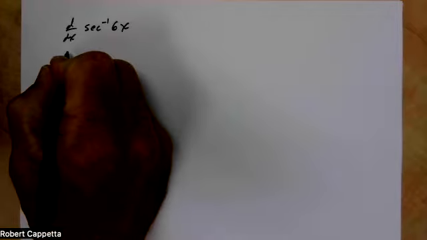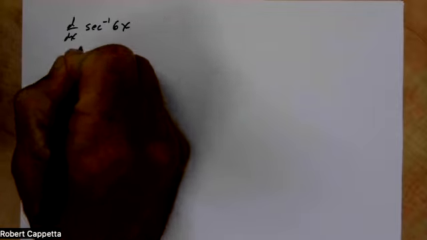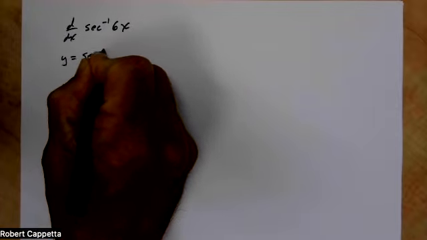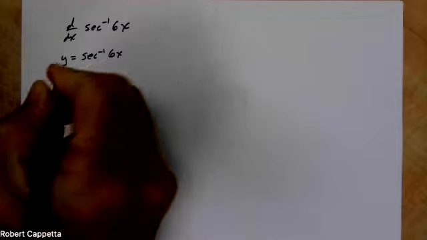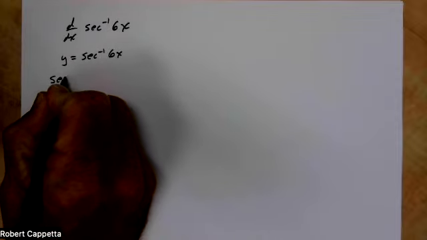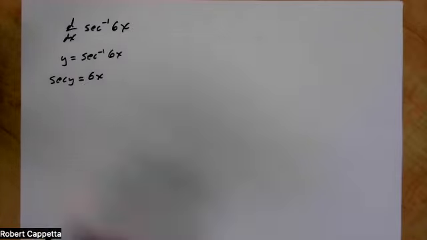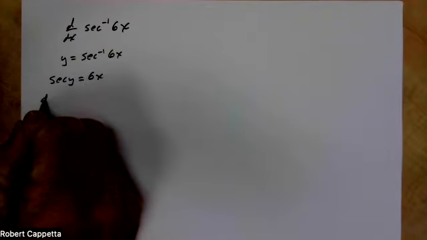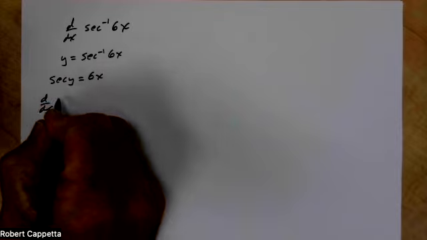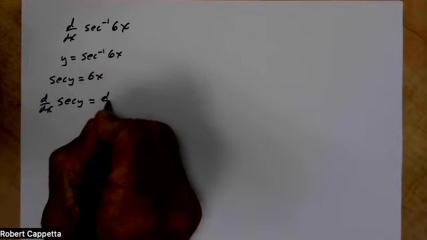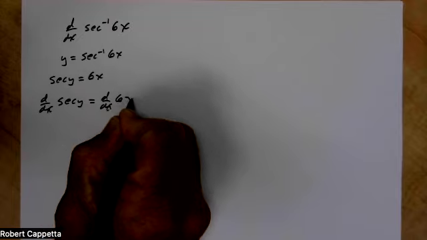We're going to start with taking the derivative of the inverse secant of 6x. So if y is the inverse secant of 6x, secant of y equals 6x. Let's take the derivative with respect to x of both sides. The derivative with respect to x of secant y is the derivative with respect to x of 6x.